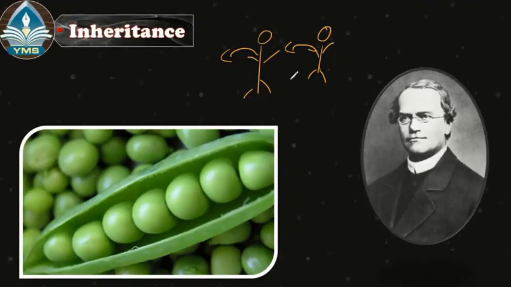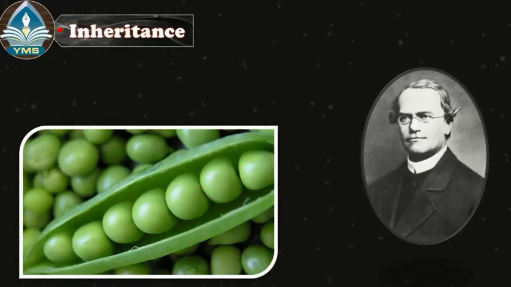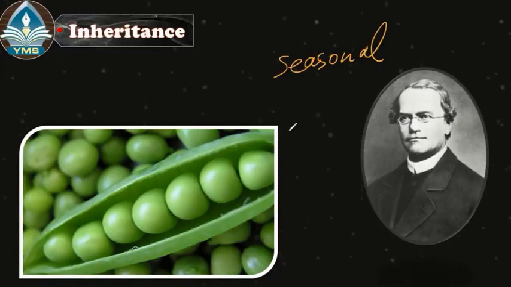And humans do not have as many offspring as these plants. Look how many pea plants he can study. So he decided to study pea plants because they are seasonal. There are some features which made these pea plants a good choice. One was that they are seasonal. They can grow 3 to 4 times a year.